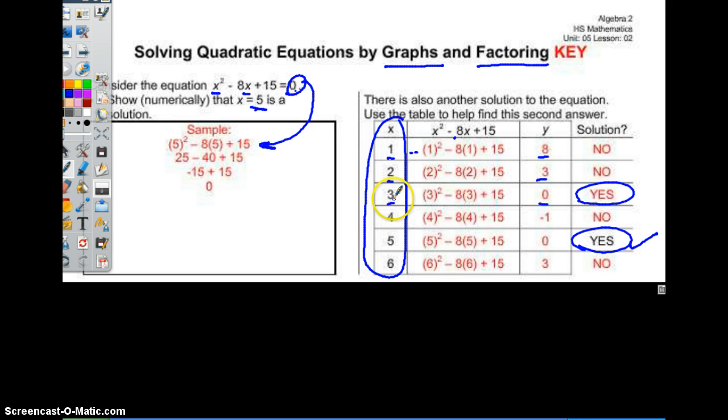So if you look in your chart, you also have a 0 here. So when you plug in 3 and you work that out, you get 0 also. So that also makes it a solution. So your 2 solutions to this equation are 3 and 5. These 2 right here.